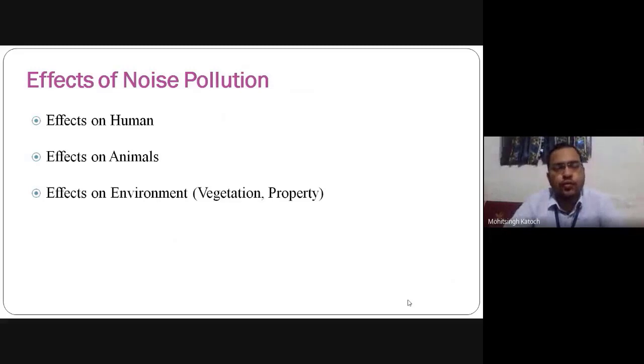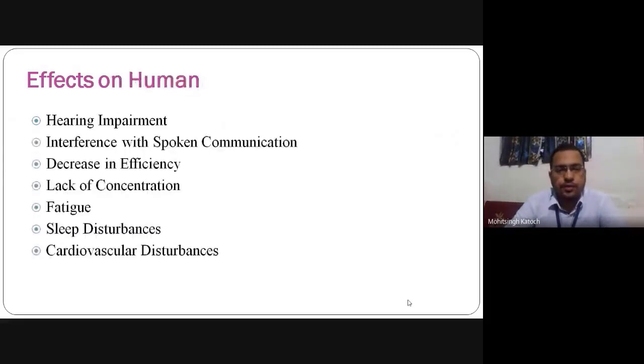We studied various sources and causes of noise pollution. Now we will see what are the effects of this noise pollution on humans, animals, as well as on the environment. So effects on humans include hearing impairment, interference with spoken communication, decrease in efficiency of people, lack of concentration, fatigue, sleep disturbances, and cardiovascular disturbances.